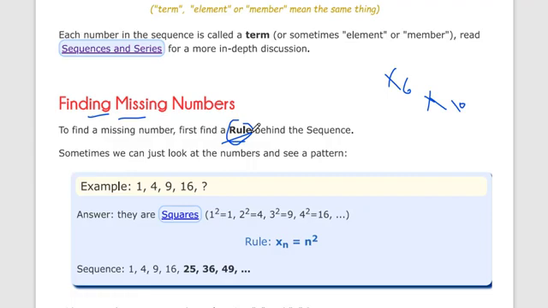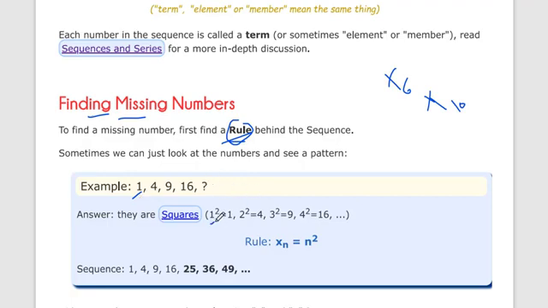So let's start here. For example, 1 4 9 16. You can say that this is a square pattern. Just by looking, you can see that this sequence is a square pattern.